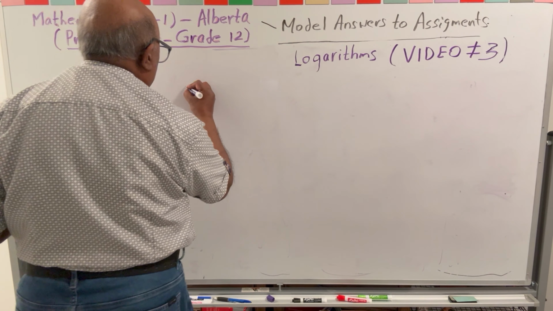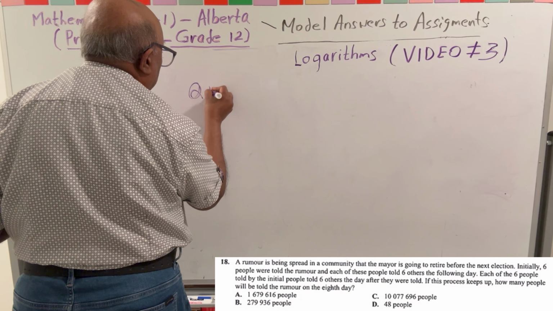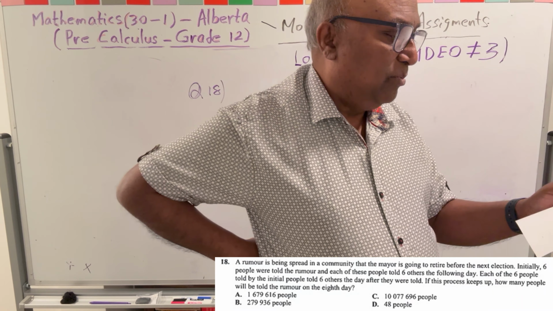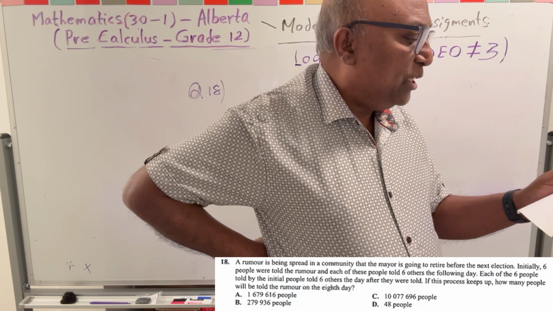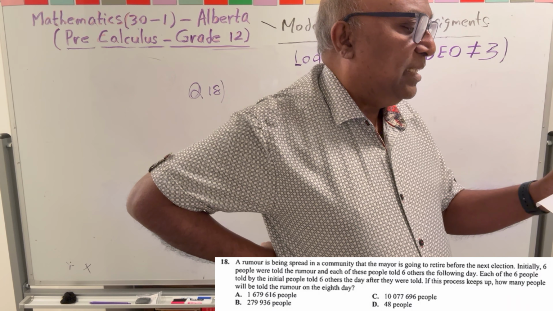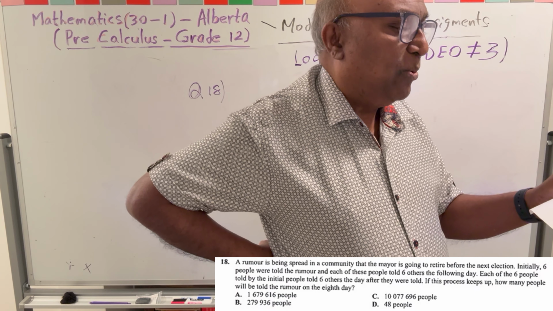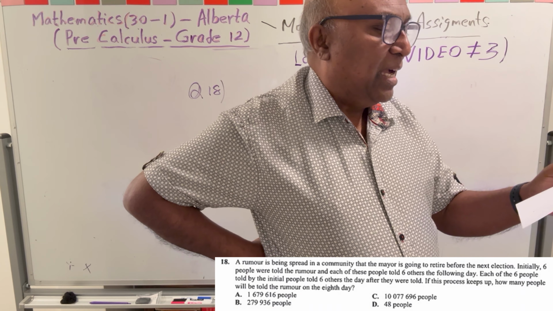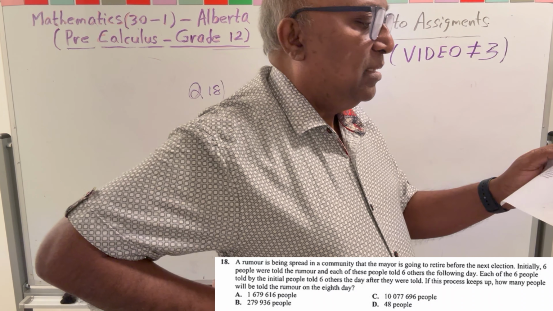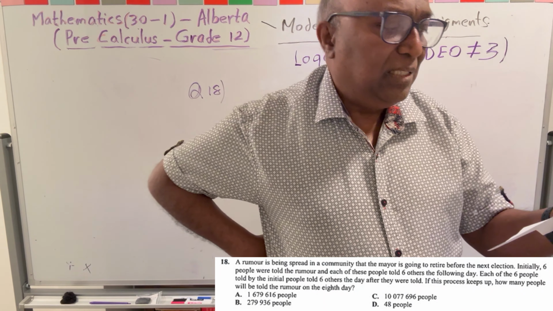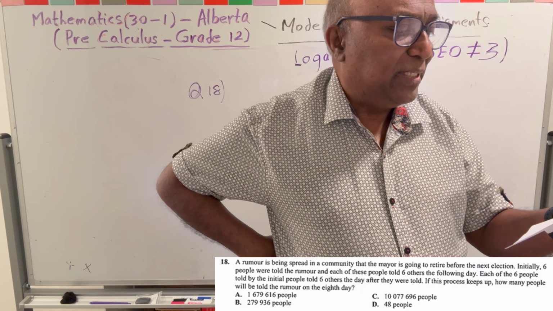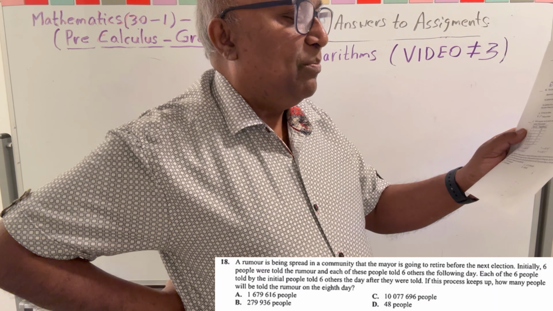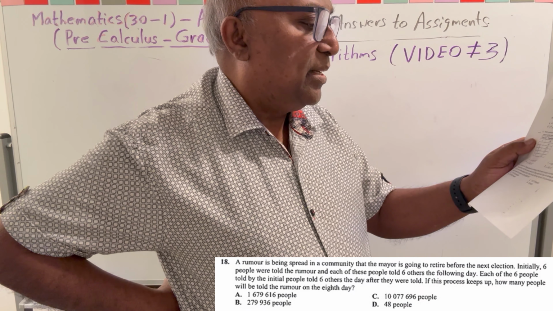Now let's look at question number 18. This is actually just an information question. A rumor is being spread in a community that the mayor is going to be retired before the next election. Initially, 6 people were told the rumor, and each of these people told 6 others the following day. Each of the 6 people told by the initial people told 6 others the day after they were told. If this process keeps up, how many people will be told the rumor on the 8th day?